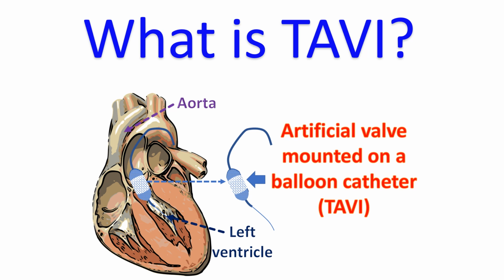Approaches to TAVI can be transapical through the left ventricular apex, transfemoral through the femoral artery, or transcarotid through the carotid artery.